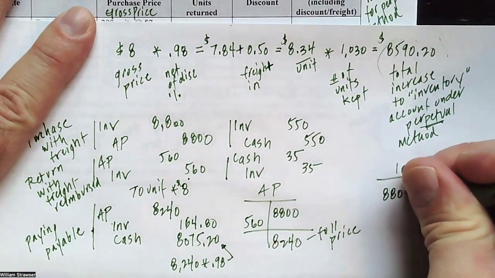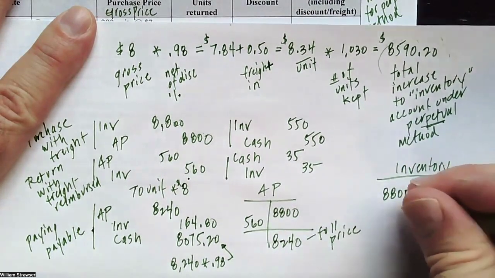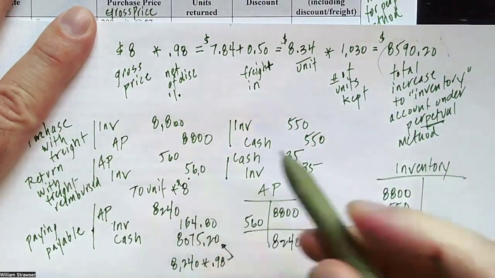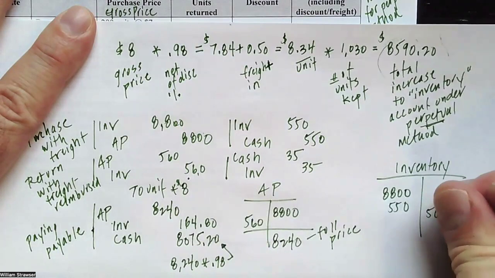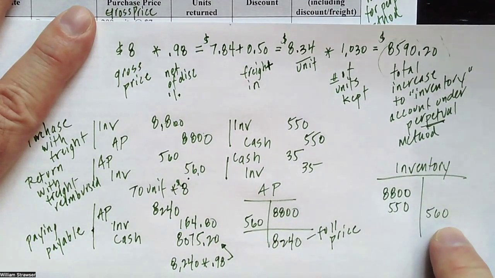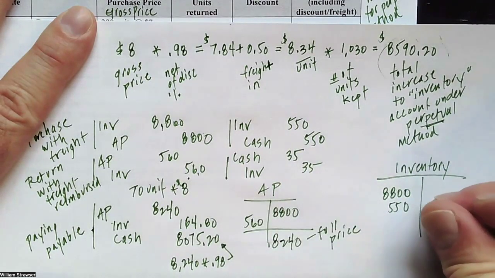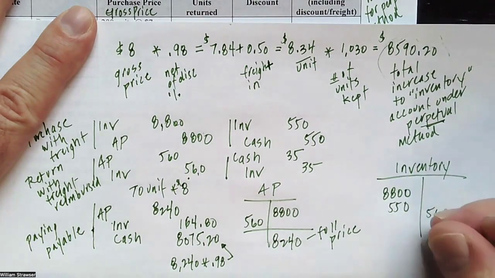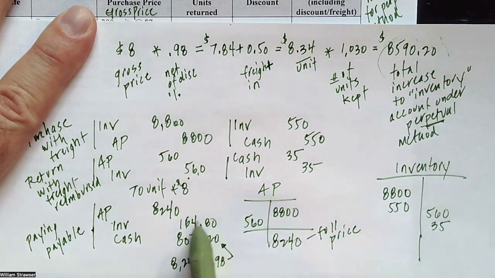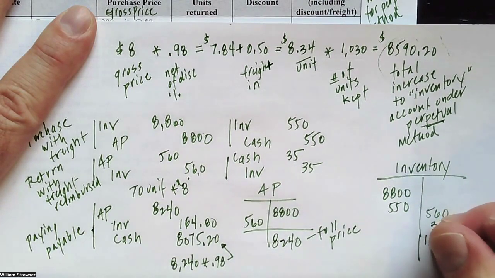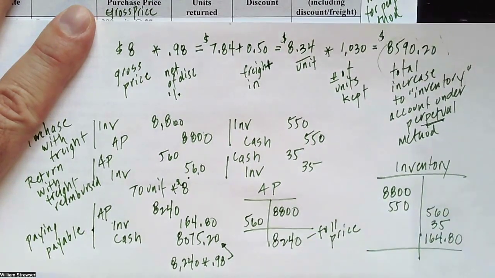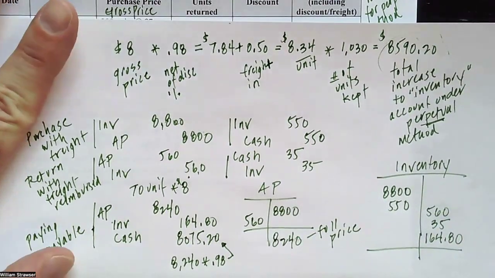So that is at 8,800. We add 550 with the freight here. We credit it by 560 when we make the return. That's just for the price of the units we returned. We credit by 35 because now that freight associated with the returned units is being reimbursed. And then we credit for the discount as well. So go ahead and reconcile that.